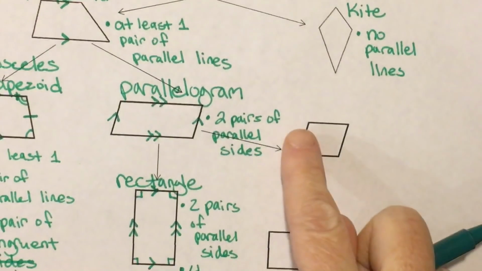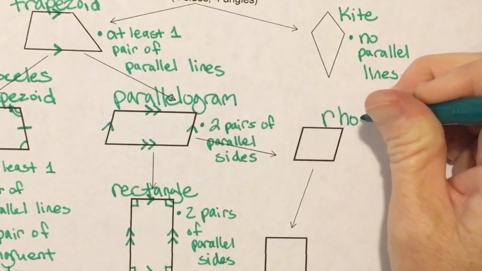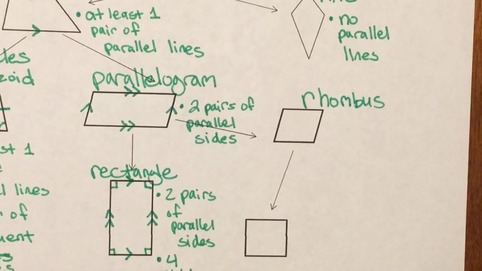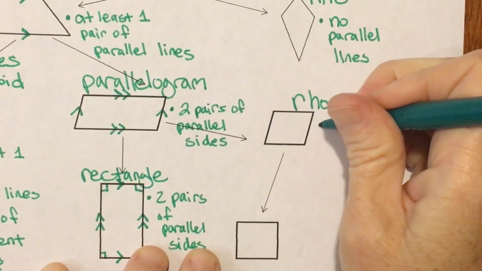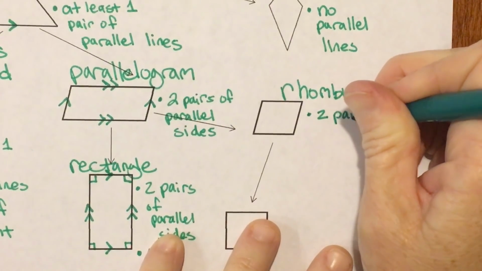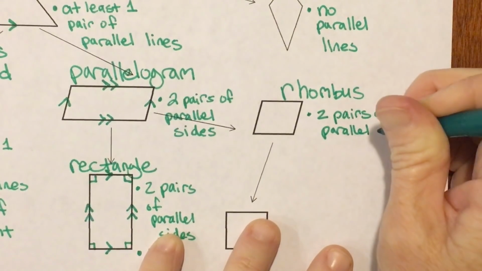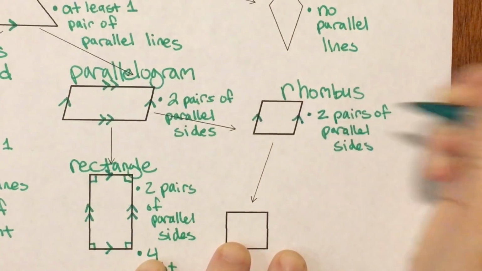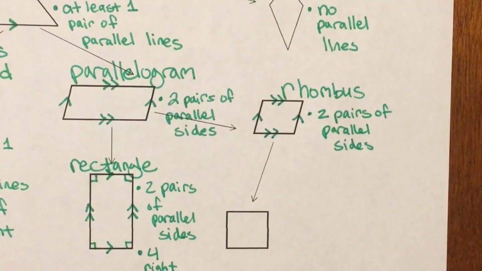Okay, we're going to go up to this one. This is a shape called a rhombus. A rhombus. Okay, this shape, if you notice, the parallelogram went to this one. So this one also follows the rules of the parallelogram. It has 2 pairs of parallel sides. This side is parallel to that side, and this side is parallel to that side.